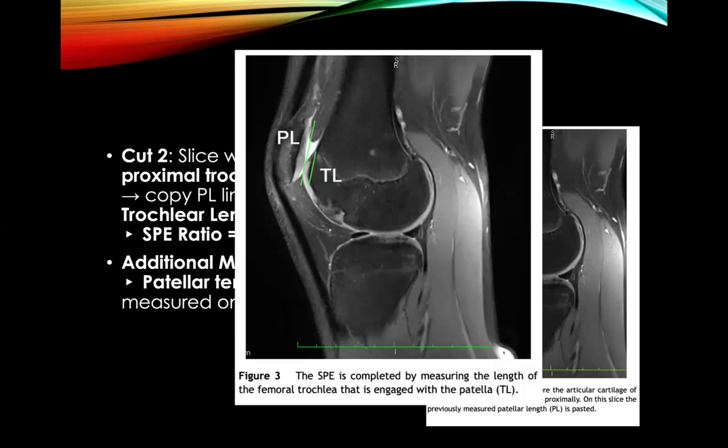So this helps in identifying cases where there is inadequate engagement despite the absence of patella alta. If the engagement is inadequate and there is no patella alta, how do you quantify? It is by calculating the sagittal patellofemoral engagement index.